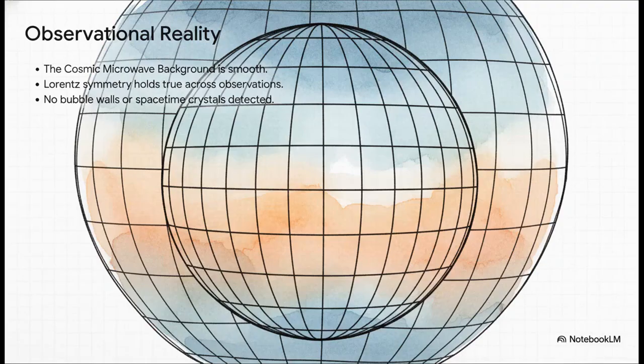Zero. When we actually look out into the observable universe, what we see is a beautifully smooth cosmic microwave background. Lorentz symmetry, which is a foundational pillar of relativity, basically ensures the laws of physics look the same no matter how fast you're moving. That holds completely true across all of our observations. We haven't detected any giant bubble walls tearing through the cosmos. We haven't found any bizarre space-time crystal lattices. The physical laws we observe appear perfectly unbroken.